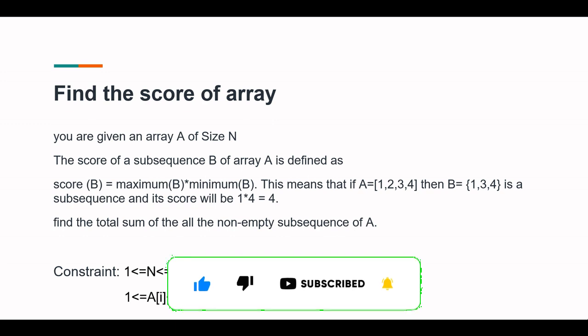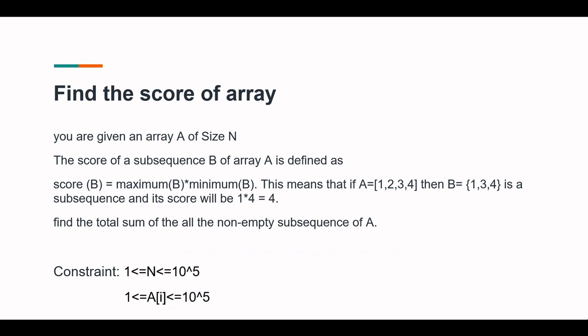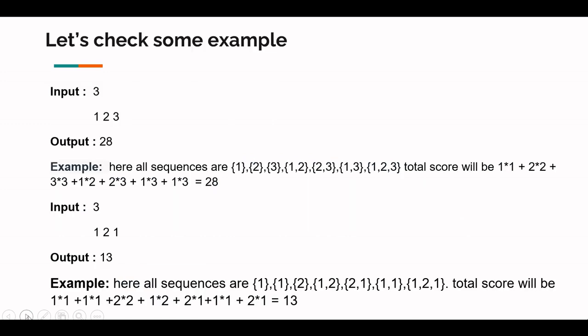For example, we have an array 1, 2, 3, 4, and we have taken one subsequence 1, 3, 4. What is its score? 1 cross 4, because 1 is the minimum number and 4 is the maximum number. Now we have to find all the subsequences, find the score of each and every subsequence, and then return the summation of the scores. So let's check an example, then it will be clear.